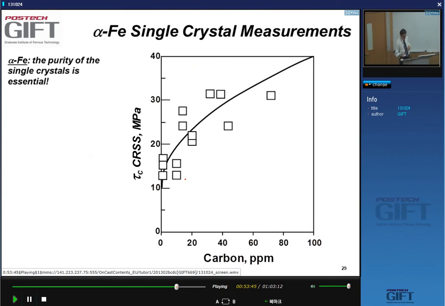One of the things that's really important, and it's always been a challenging aspect of getting good data for iron, is the fact that even extremely small amounts of alloying have an impact on what you measure, yes? For instance, in this case, we have iron and the effect of carbon on the critical resolved shear stress, and you can see that if you add 20 ppm of carbon, a very, very small amount, you can already see almost doubling of the critical resolved shear stress. So you have to be really careful, and there are not many extremely high purity iron single crystals which allow you to do fundamental experiments. Okay.